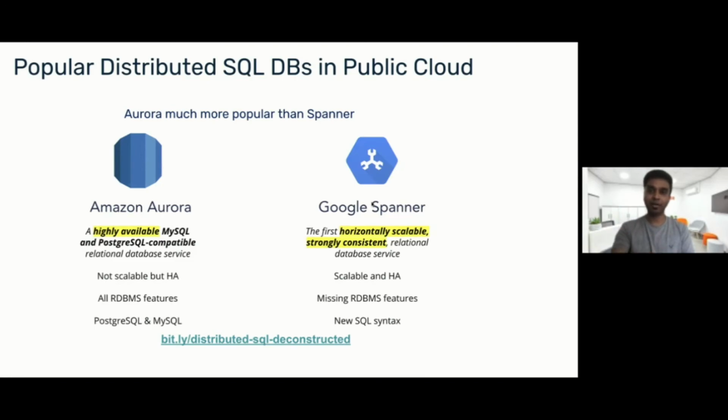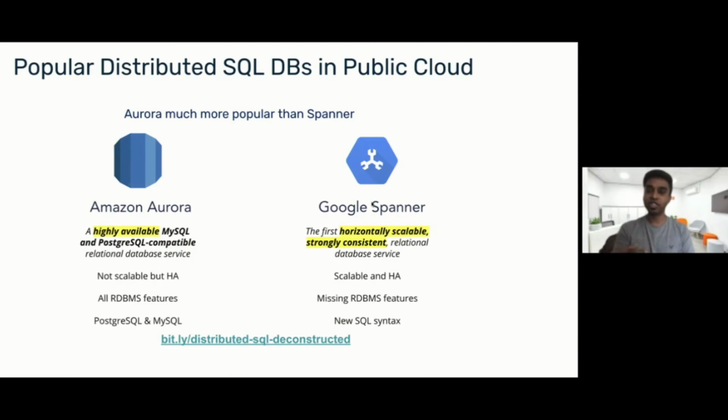But one thing they had to do is they couldn't support the entire RDBMS feature set. Things like foreign key constraints don't actually work in Google Spanner yet. However, Amazon Aurora doesn't have those limitations. It can support all the RDBMS features, right? So obviously there are a few advantages and disadvantages to each of these database architectures.